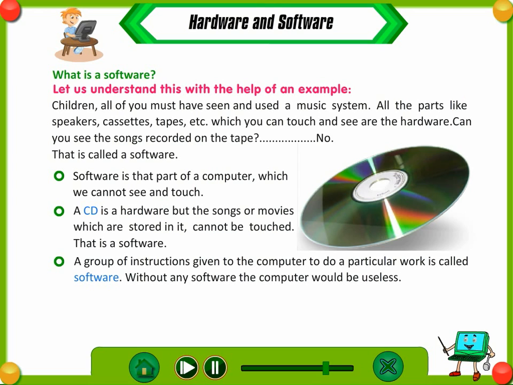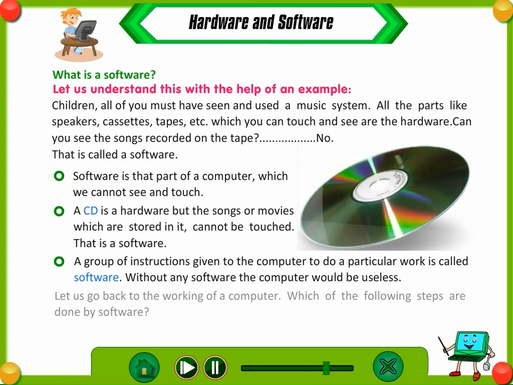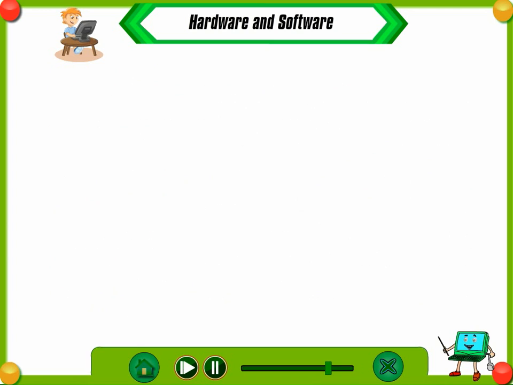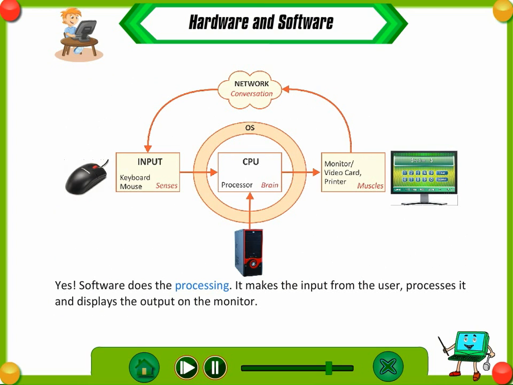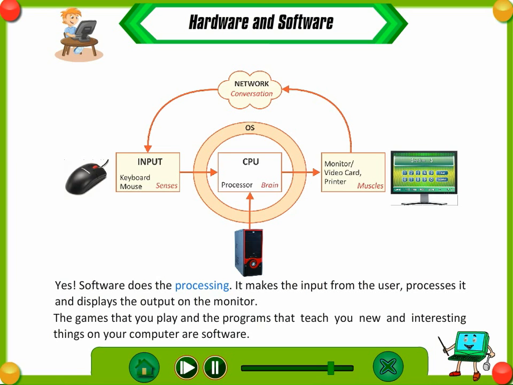Without any software, the computer would be useless. Let's go back to the working of a computer. Which of the following steps are done by software? Yes, software does the processing. It takes the input from the user, processes it and displays the output on the monitor. The games that you play and the programs that teach you new and interesting things on your computer are software.